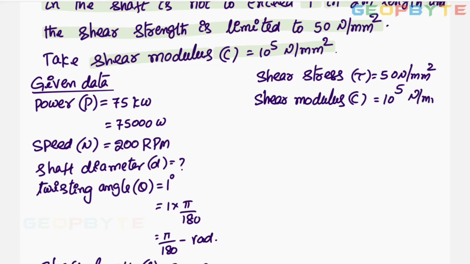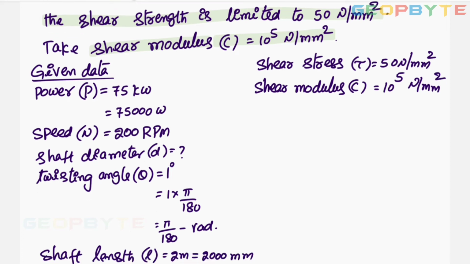Newton per mm square. Okay. For this case, you can find two diameters. One diameter from the torsion, other diameter from the rigidity. It is like this.